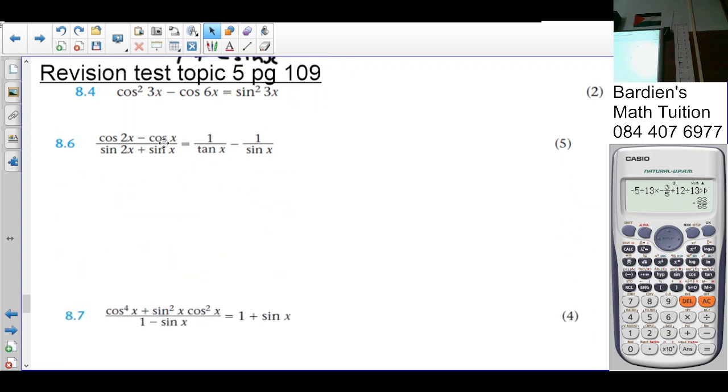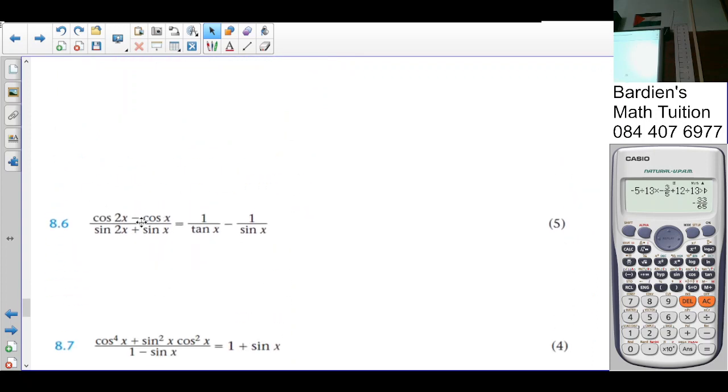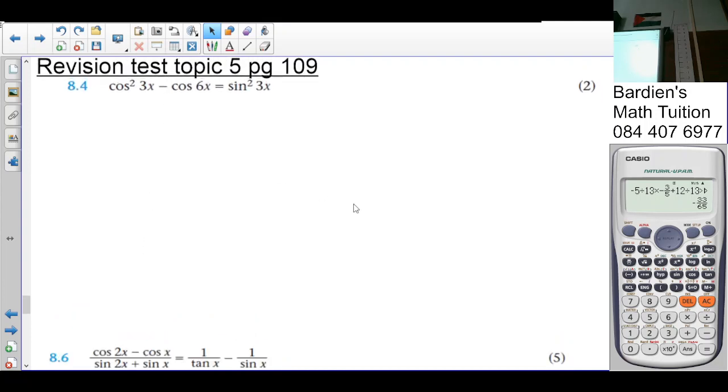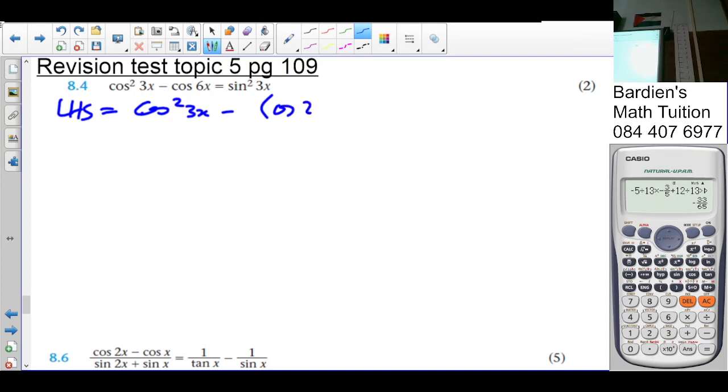Number 8.4. In 8.4, again left hand side, I'm going to change 6 to the double angle. So that it can be written as cos of 2 times 3. I'm going to use the one dealing with cos squared alpha minus sine squared alpha.